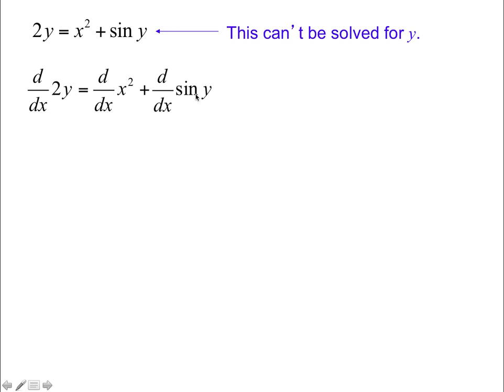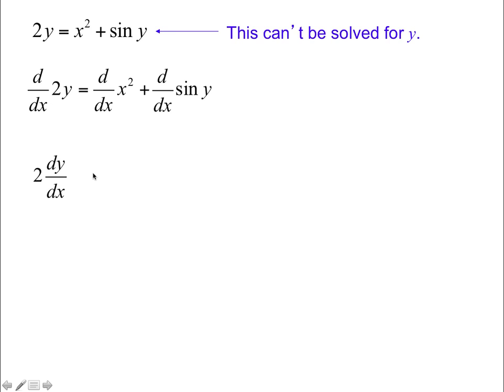So again, we're going to take the derivative. Now, we have to use what we know about trig functions and derivatives. So we have to take a derivative of sine with respect to y, but then we have to follow it up with a dy dx. Okay, so let's try this. So the derivative of 2y is just 2 if it's with respect to y. So this first term then is going to be 2 dy dx.